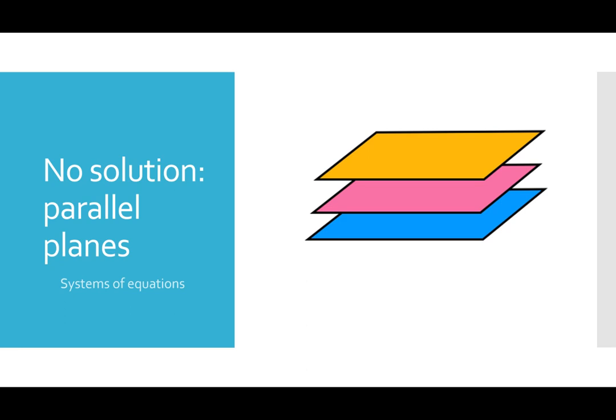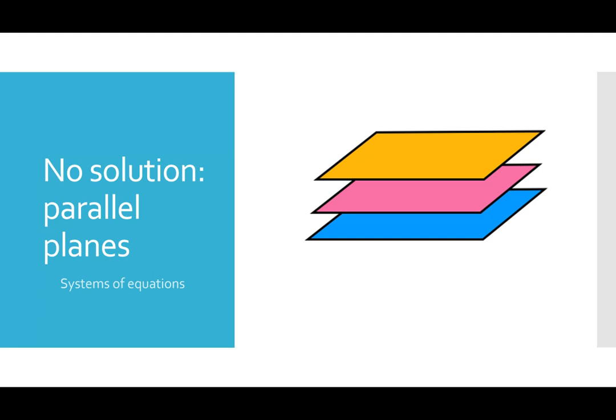In this video on systems of equations, we're going to be looking at our first non-solution system. Now, this is different to an infinitely many solutions problem and a unique solution problem. When we have no solution, it means that the planes don't all meet at the same place, whether that be on a line or at a single point.